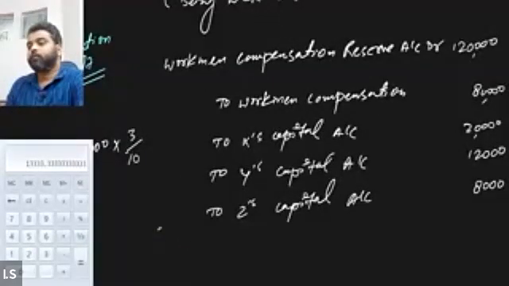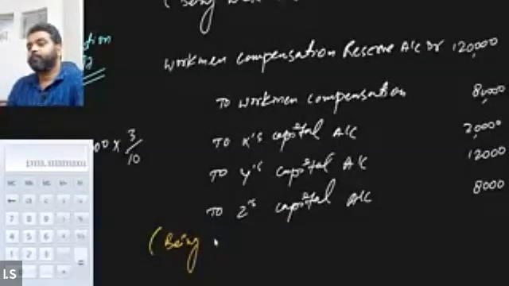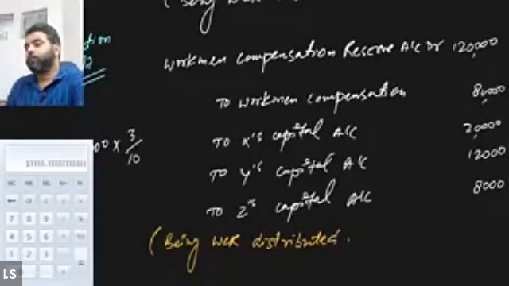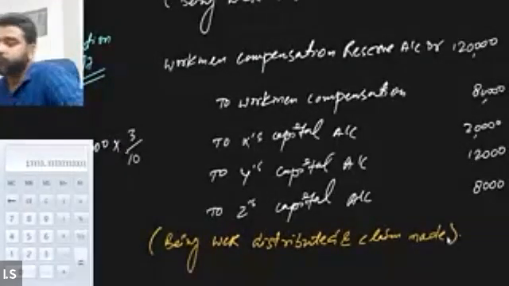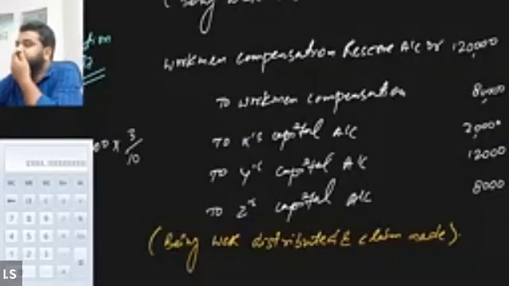We'll also write down the narration: workman compensation reserve distributed and claim made. Done. Is it clear to all of you? Alexander and everyone else, please confirm if this is clear or not. Yes, sir. Clear. Yes, sir. Clear, sir. Okay. All right, everyone.